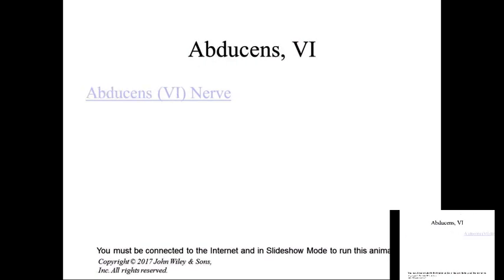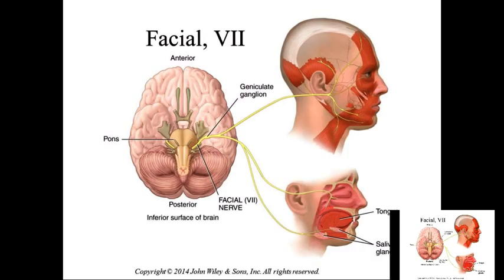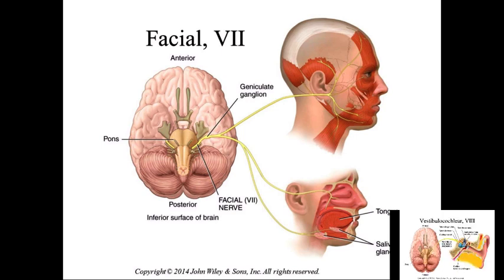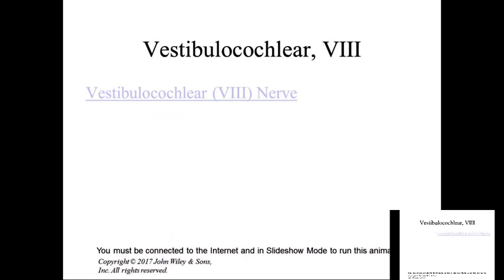Abducens, lateral rectus. Facial nerve, sweet, sour, salty, 7. Salivary glands, and facial expression. So the frontalis muscle, temporalis, occipitalis, all the muscles of the lips, cranial nerve 7. Vestibulocochlear, we're dealing with hearing and balance and equilibrium.